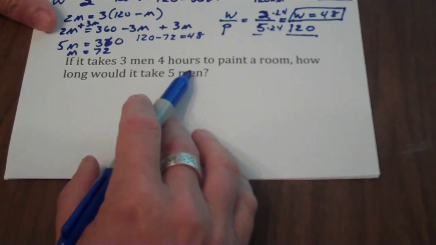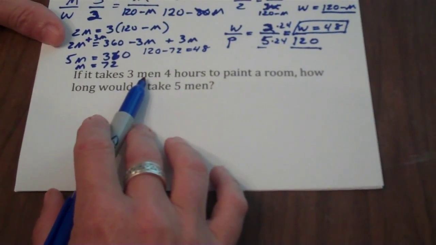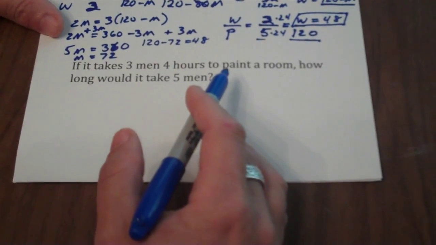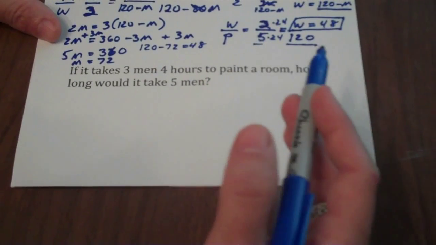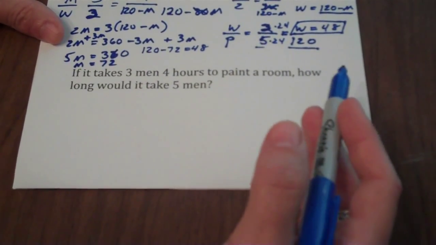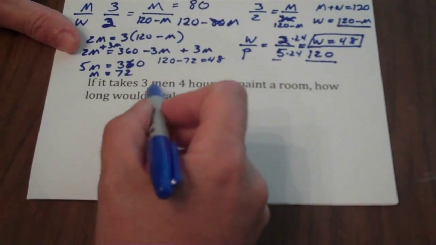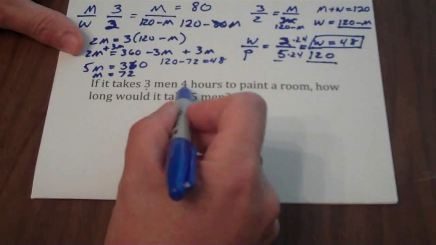Again, if this was a normal proportion, the more men you had, the more hours it would take. And that is not the case here. So what we actually have is an inverse proportion, or an inverse ratio if you prefer, but I prefer the term inverse ratio, or inverse proportion. As this number is going up, this number should actually go down.